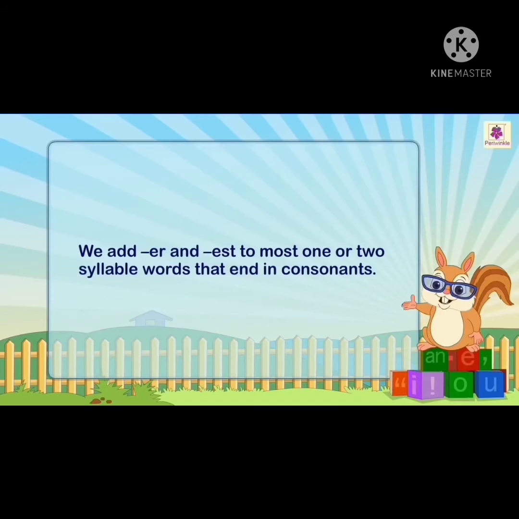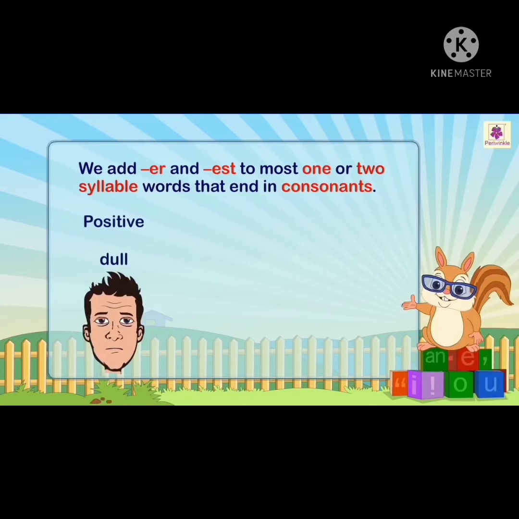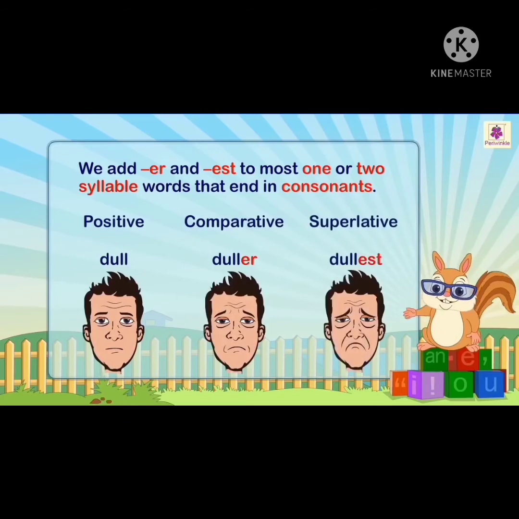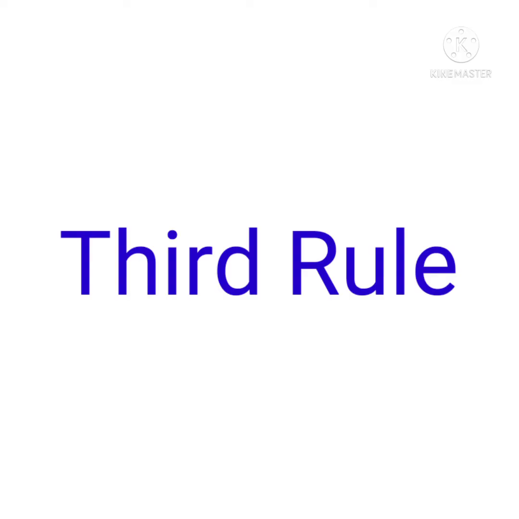Definition for these examples: we add ER and EST to most one or two syllable words that end in consonants. You had already seen examples, right? Now look at these examples. Dull, the word ends in a consonant. For comparative, you use ER, duller. For superlative, dullest, EST.